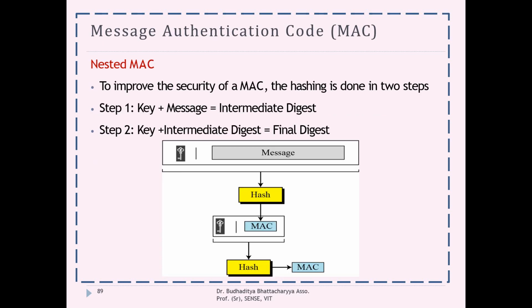This is called nested MAC. So what is happening? The message is over here. A hash is generated. We are adding a key. You can see the key is over here. The key and the message make the hash secret. But on that intermediate digest, we perform another set of operations, which we are calling a MAC. And finally, the hash is generated, which we are sending over as the MAC.